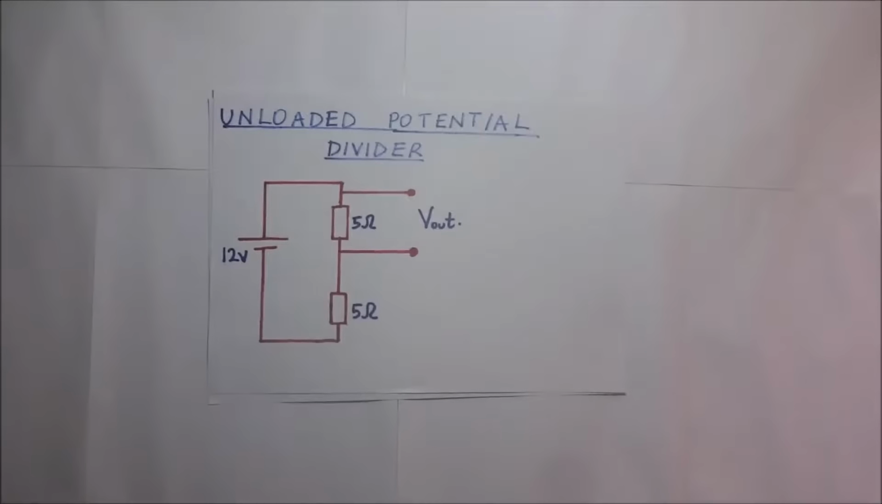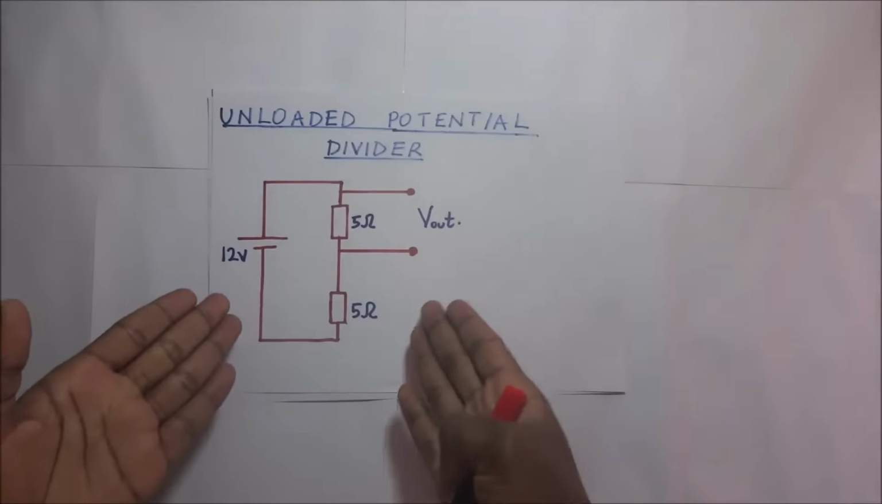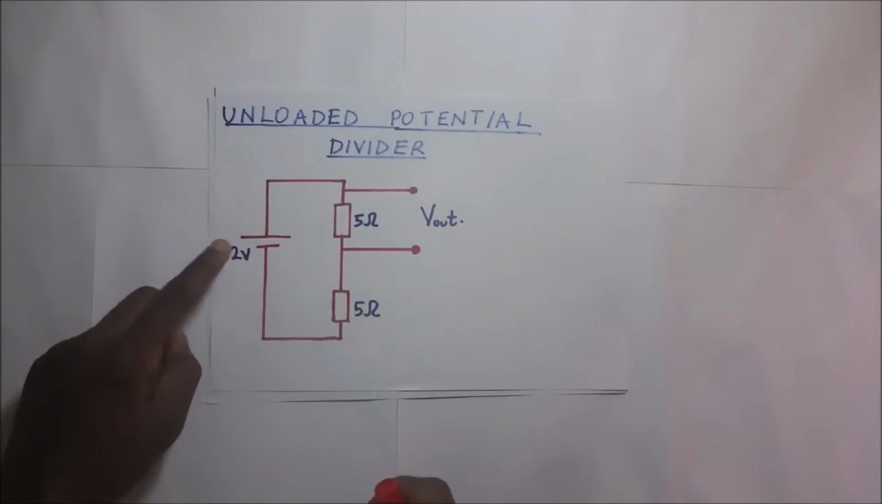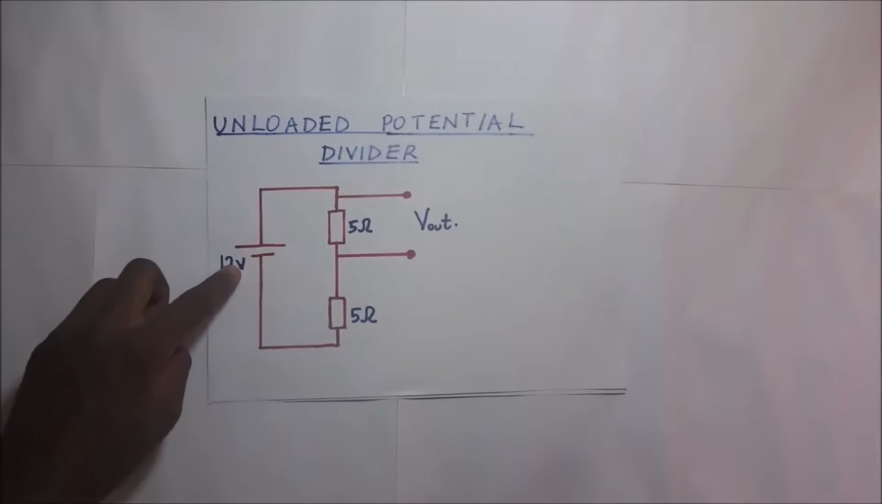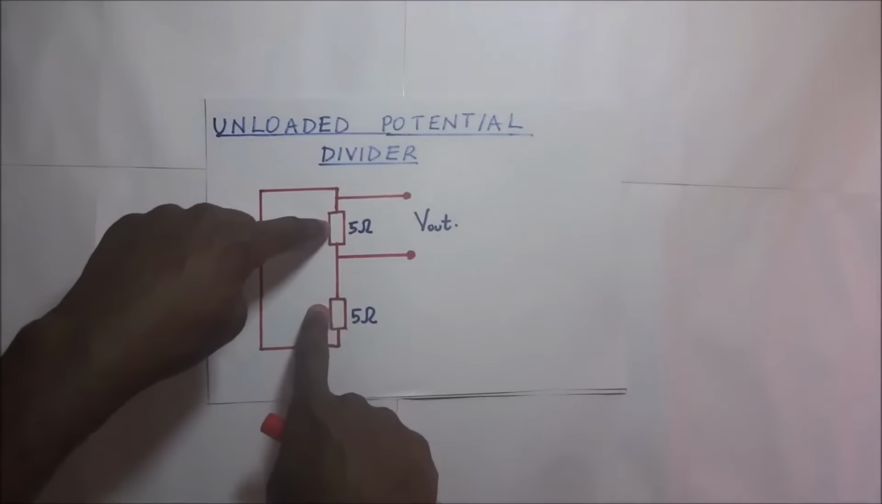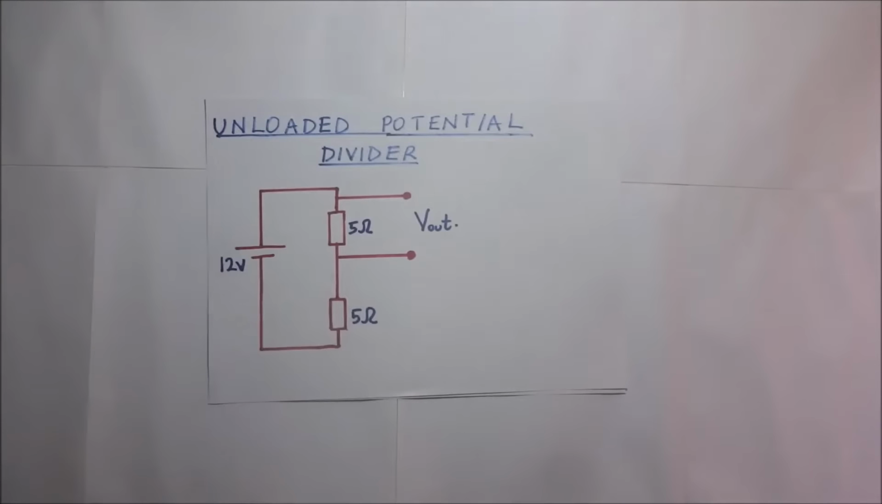In our previous videos, we've been looking at the unloaded potential divider. And when we're looking at the unloaded potential divider, this is exactly how it looks. We have a source of EMF, a cell which has 12 volts, and this 12 volts is being distributed amidst these two resistors.